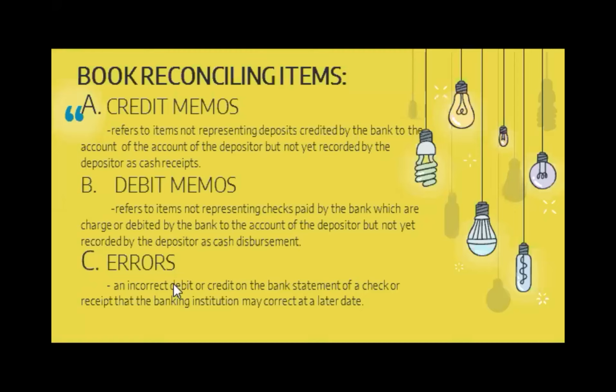So we have book reconciling items. So under sa book reconciling items, we have credit memos, debit memos, and errors. So dito, these memos are coming from our bank. So first, credit memos. This is on our part. This is an additional or added to our book.